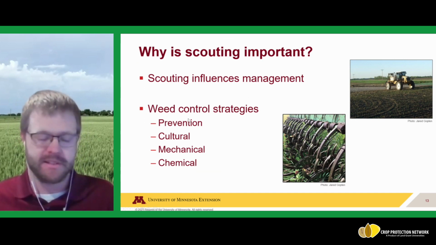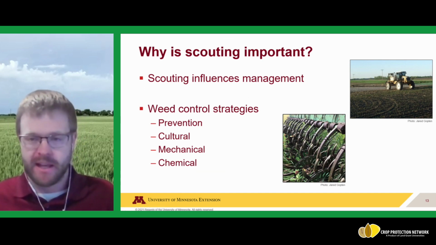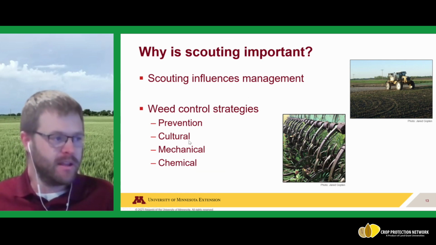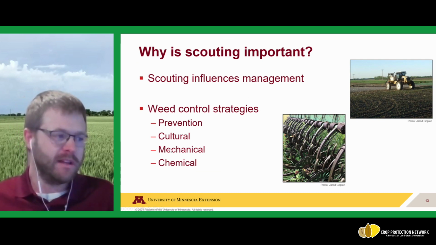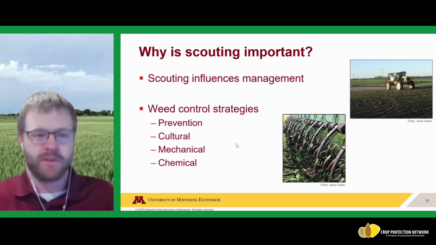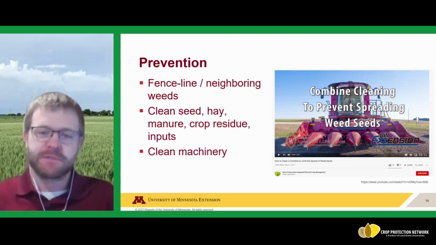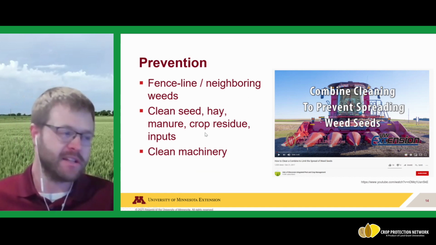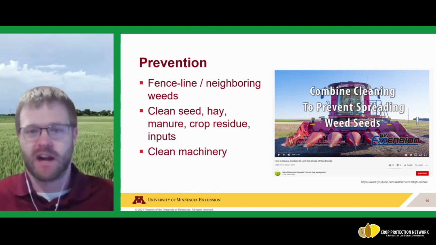So if we talk just briefly about weed control strategies, I'm going to highlight 4 main buckets that we talk about. And these buckets are really going to change depending on which weeds we're dealing with and what those growth habits might be. So we're going to talk a little bit about preventing weed infestations, and then cultural, mechanical, and chemical control strategies that might be associated there. So the first is prevention. The one I like to really point out with prevention is fence line weeds and paying attention to what's going on in the non-cropland areas.